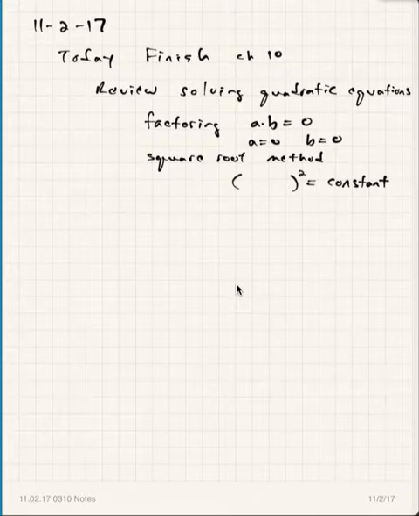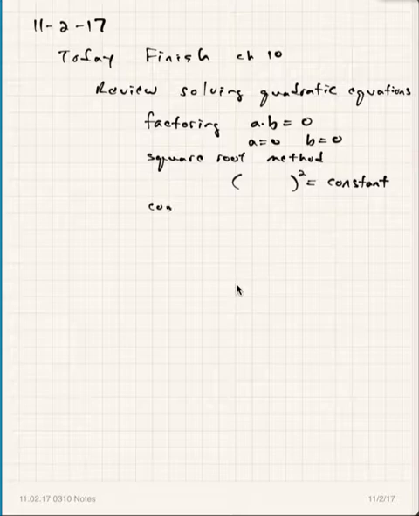The square root method requires that the equation be in the form something squared equals a constant. So if the equation's not in that form, then you can't use the square root method. But these methods are definitely the most efficient methods to use for solving quadratics. So if they do work, then those are the methods of choice. That's what you want to try to use, one of those two methods.